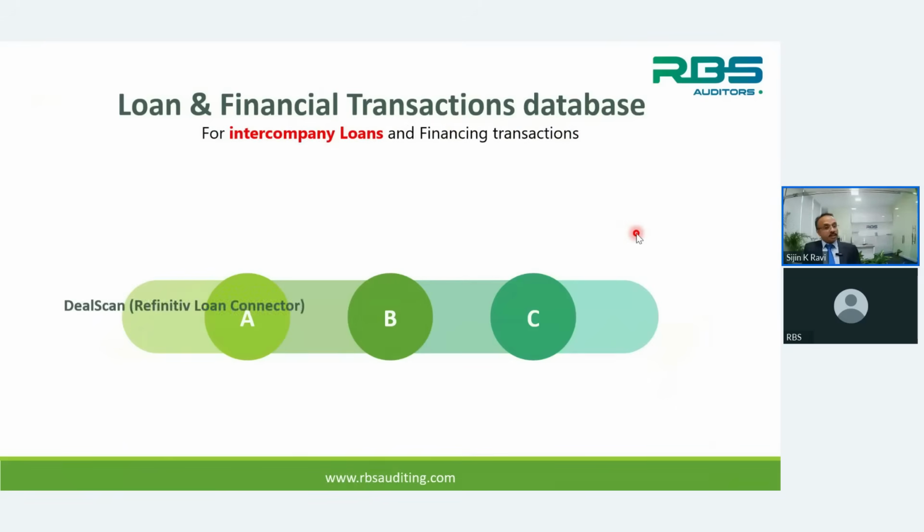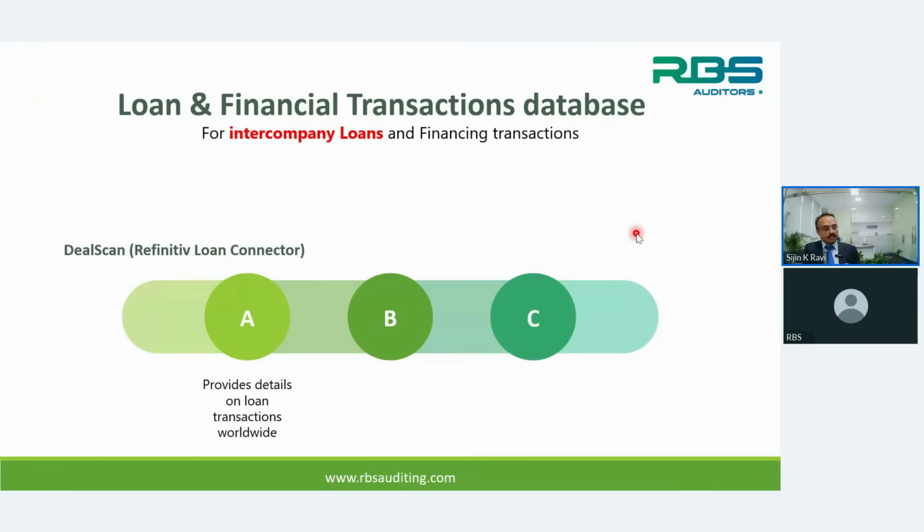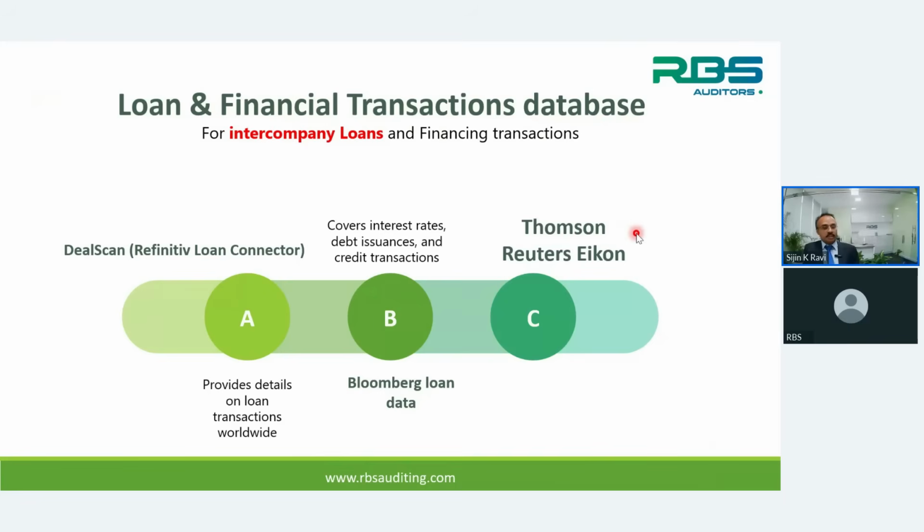Now we look at loan and financial transactions. For intercompany loans and financial transactions, the external database is Deal Scan, that means the Refinitiv Loan Connector, which provides details relating to loan transactions worldwide. Then Bloomberg loan data covers interest rates, debt issuance, and credit transactions. And Thomson Reuters Eikon offers financial market data, including debt pricing. So these are for intercompany loans and financing transactions.